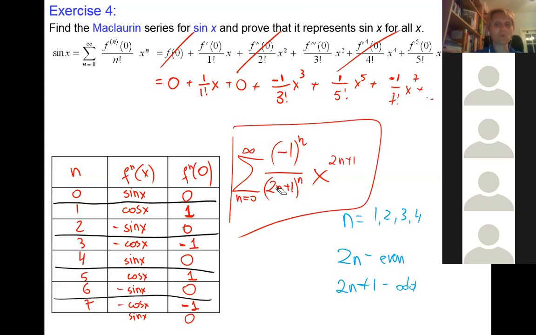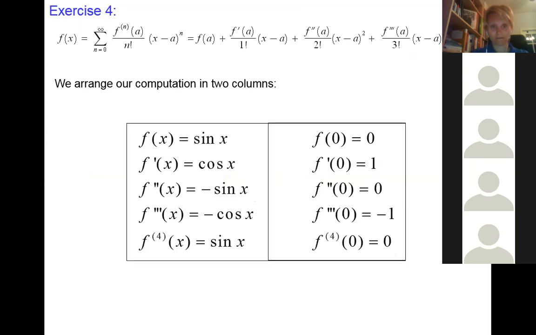If I substitute 1, we can see I'm creating 3. 2 plus 1 is 3, and a negative number. If I substitute 2, I'm creating 5. That means this is a power series representation, which of course is the Maclaurin series for the function sine of x. I'm sorry, it's factorial, not to the power of n. 2n plus 1 factorial.